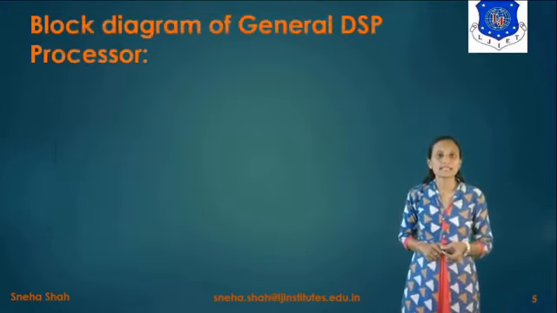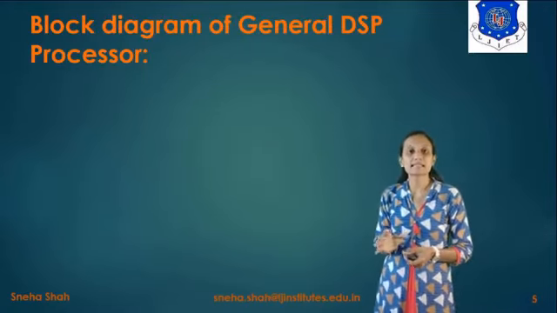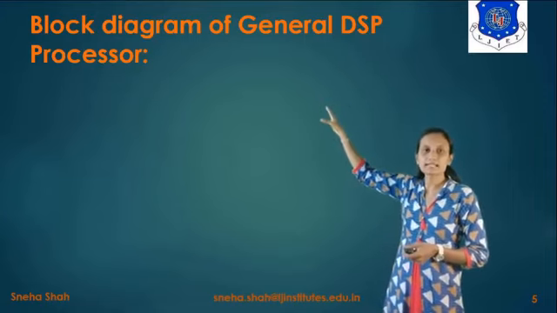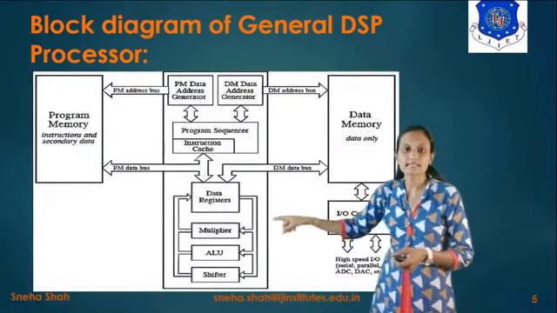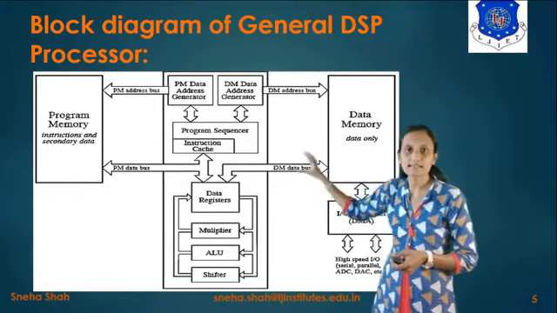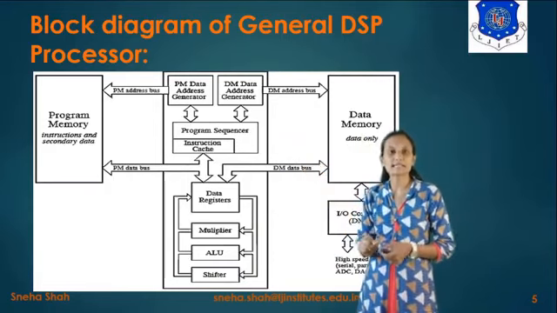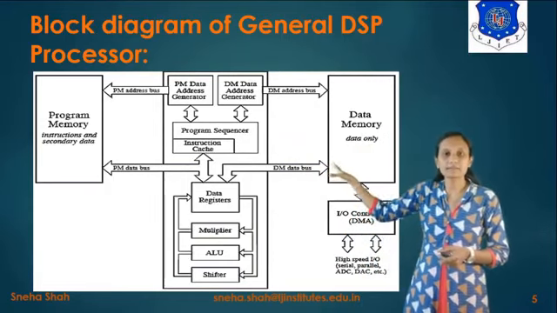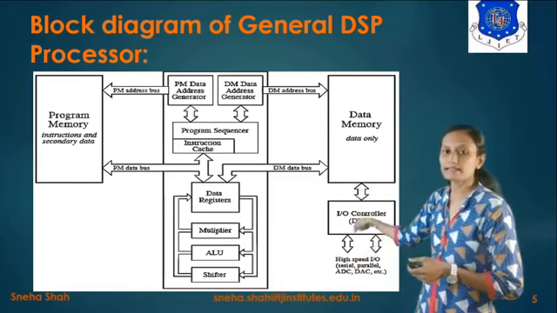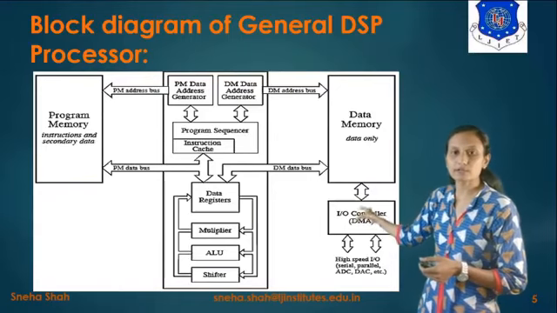Now the next topic is block diagram of a general DSP processor. Basically the block diagram of this general DSP processor is based on the Harvard architecture. So you can see that this one is the DSP processor, this one is data memory, and that one is program memory. So basically we are using the Harvard architecture in designing this DSP processor. From this we take the input output. It is given to this IO controller, which will control the input output data.